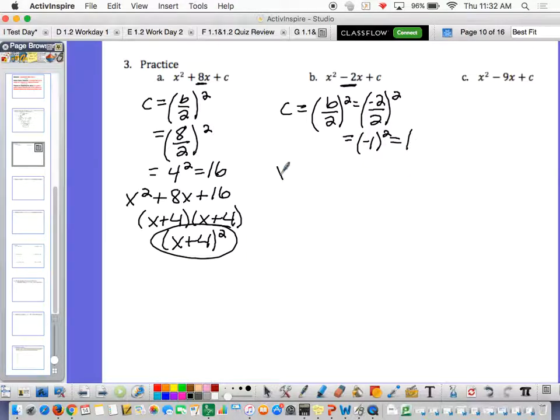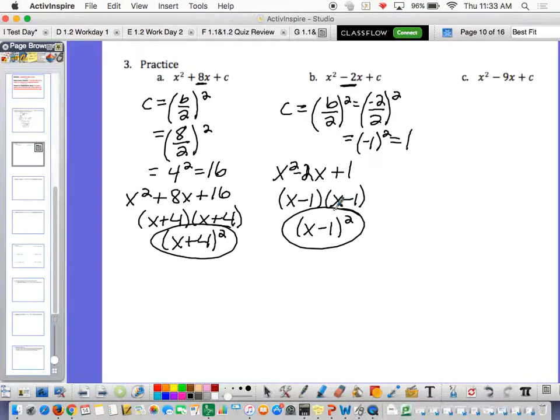So now we've got x squared minus 2x plus 1. That factors to x minus 1 times x minus 1. If you don't believe me, you could do it. Okay? And then you could write that as a squared binomial, just like that. Okay?